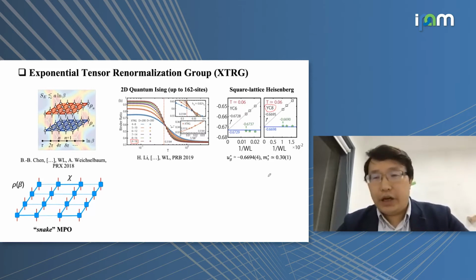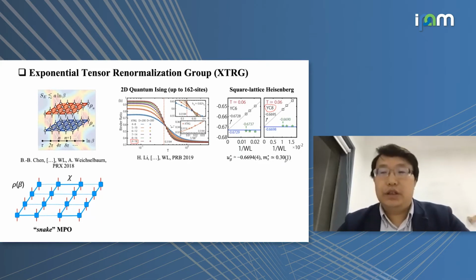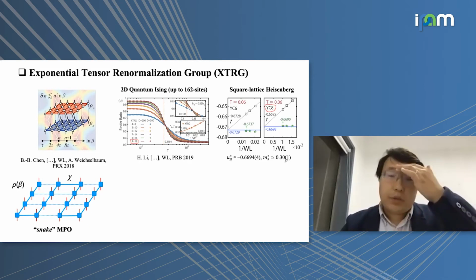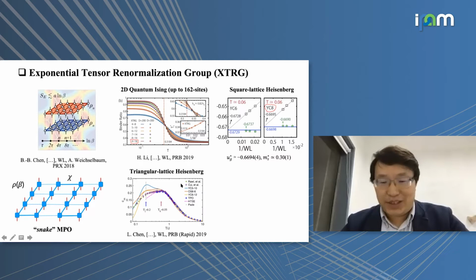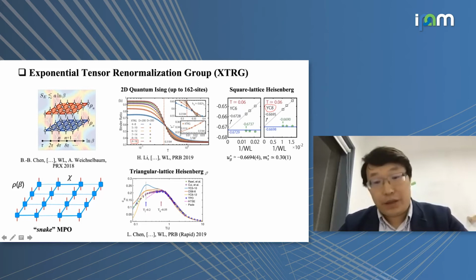With this calculation, because these calculations are performed at a rather low temperature, we can even obtain a rather accurate estimate of the ground state energy and the spontaneous magnetization of this model. Okay, so beyond these models without a sign problem in quantum Monte Carlo, we can also use XTRG to study some challenging ones that are otherwise very difficult to simulate. For example, the triangular-lattice Heisenberg antiferromagnet, of course.